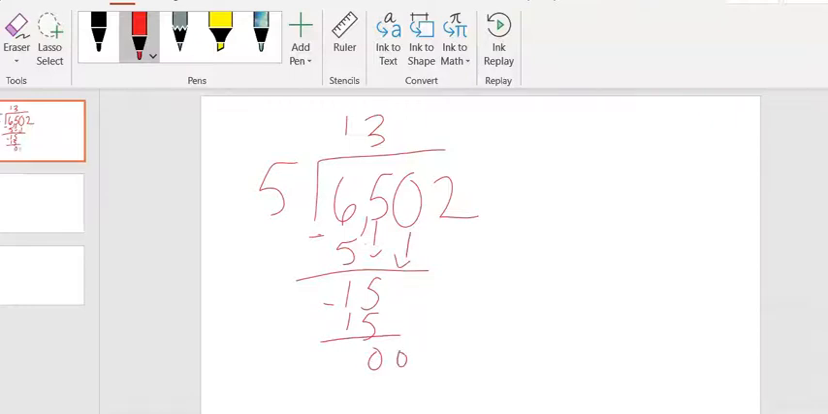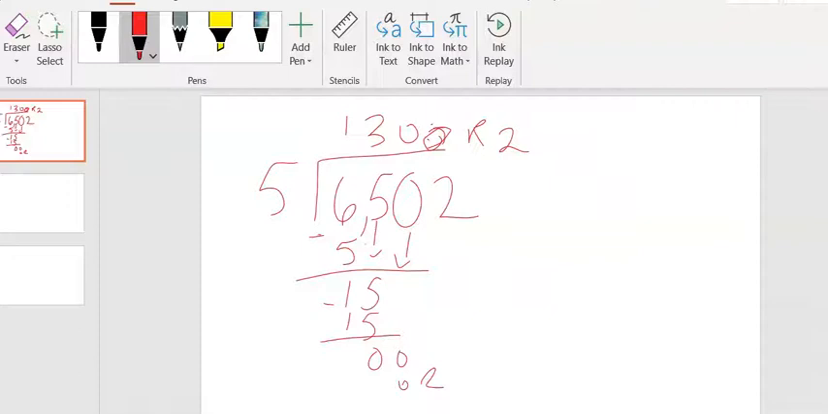So now we have 2 zeros. Well, 5 cannot go into 0, right? So this is going to be a 0 here. 0 multiplied by 5, well, it is also 0, right? And we're going to bring 2 down. 5 cannot go into the 2, can it? So I'm going to have 1,300 with a remainder of 2. Okay, so that would have been your question number 6 on page 187.